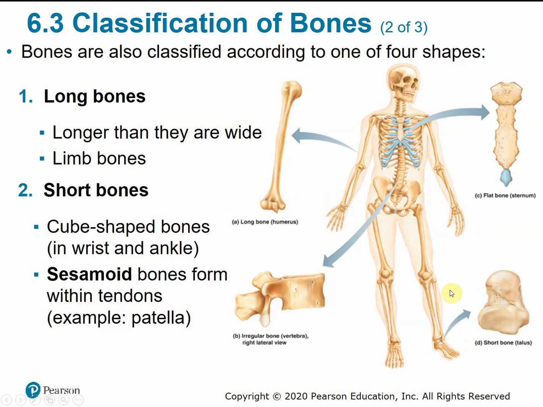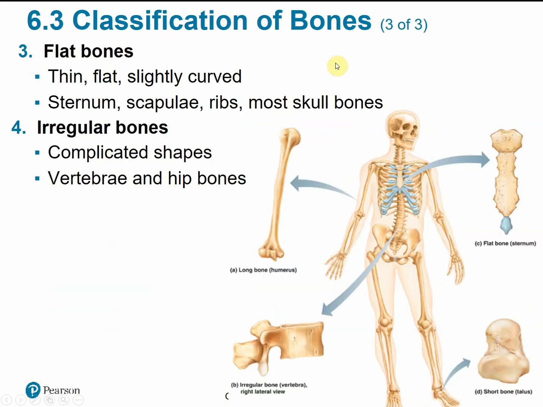Sesamoid bones are a special type of short bone, a short bone that is suspended within tendons. The patella, or kneecap, is an example of a sesamoid, or sesame seed shaped, bone. Flat bones are thin, flat, and maybe slightly curved. These include the sternum, or breastbone, the scapula, or shoulder blades, the ribs, and most of the skull bones. And finally, irregular bones have complicated shapes that don't fit nicely into the other 3 categories. This includes your vertebrae and the hip bones, or coxal bones.